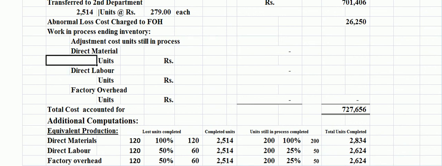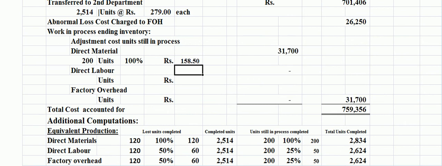Students, you know that 200 units are units which are still in process. 200 units, degree of completion is 100%. The cost is K49. Same as the technical cost, the units are 200 units still in process. The degree of completion is 25%. The cost per unit is K50.